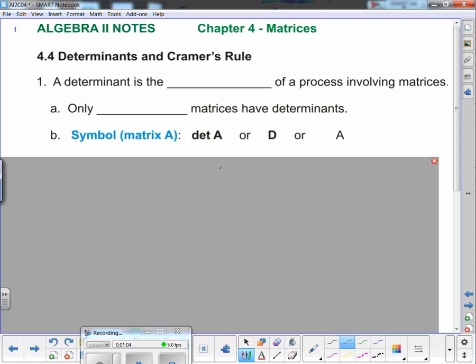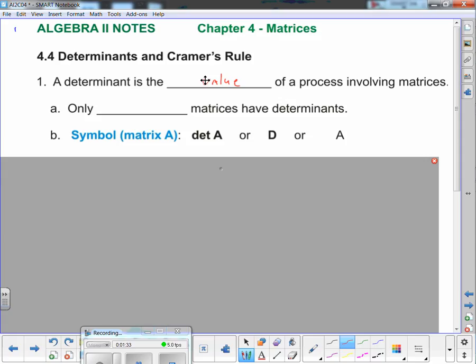All right, so let's first off deal with determinants. You got to know how to do a determinant to be able to use Cramer's rule. That's why they're put together. All right, what is a determinant? It's simply the value of a process. That doesn't say a whole lot. It's the value of a process involving matrices. Here's the bottom line. It's a means to an end.